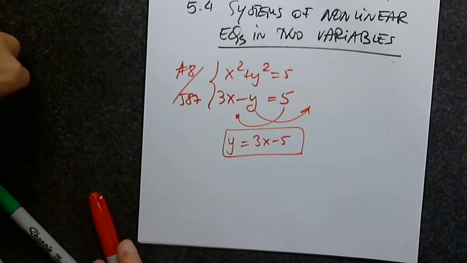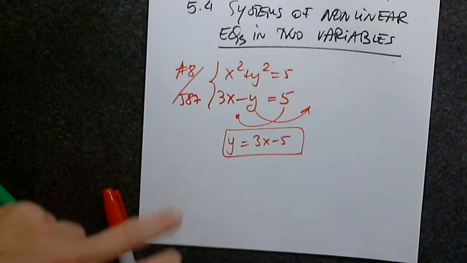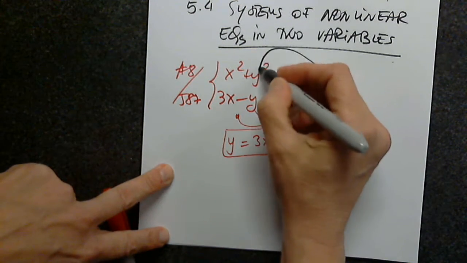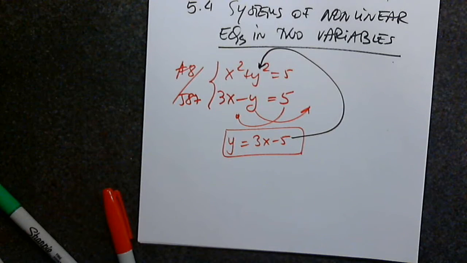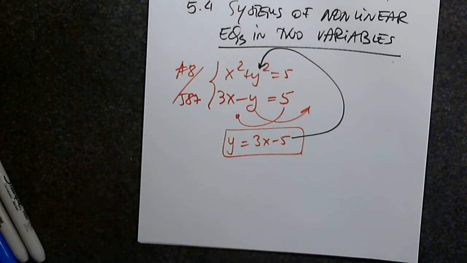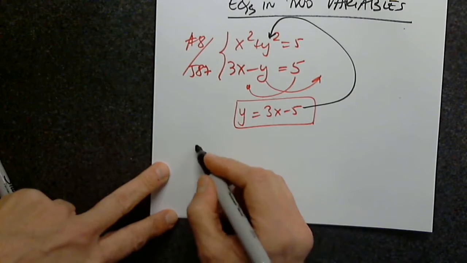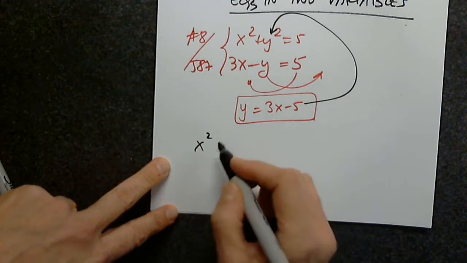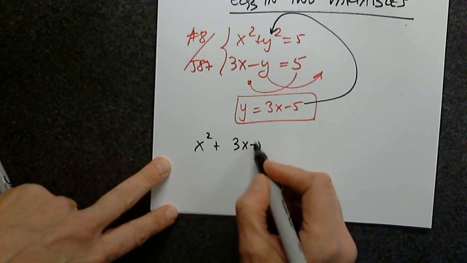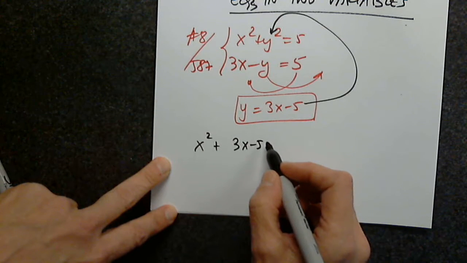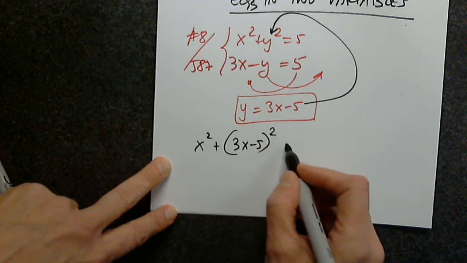Like we always did in substitution, we went back to the other equation. And can anyone dictate the new equation that we have to solve? X squared indeed. Yes. 3x. Yes. Very good. Awesome.